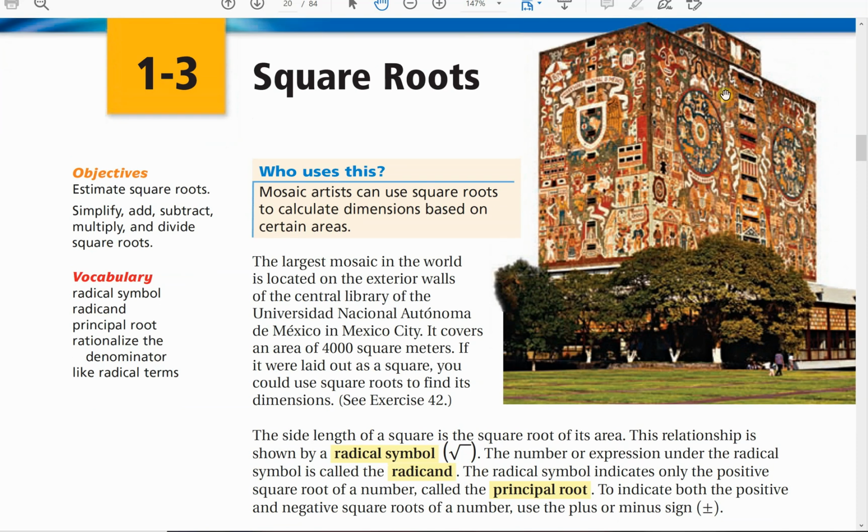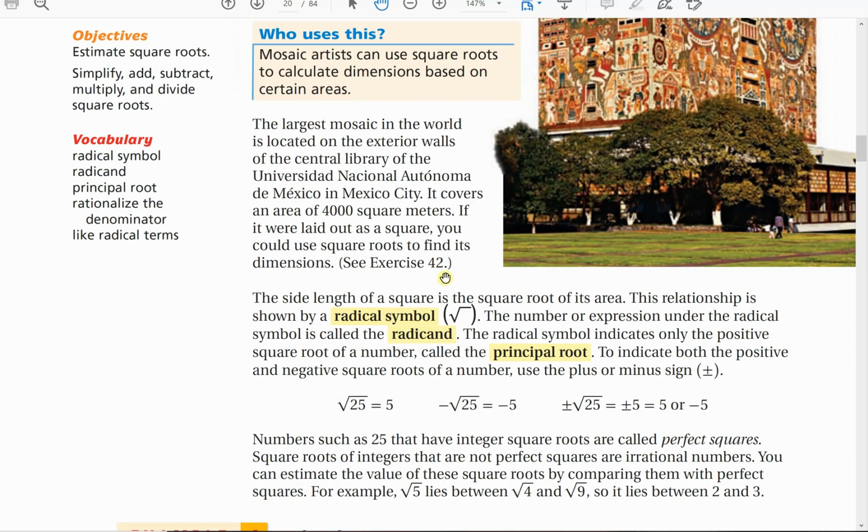Well, I like this example here because this is really cool. The largest mosaic in the world is located on the exterior walls of the Central Library of Universidad Nacional Autónoma de Mexico in Mexico City. I'm sure I'm butchering that Spanish, but whatever. It covers an area of 4,000 square meters. If it were laid out as a square, you could use a square root to find its dimensions because square roots are the opposite of squares. And you're actually going to do that in lesson exercise number 42 in your homework tonight.